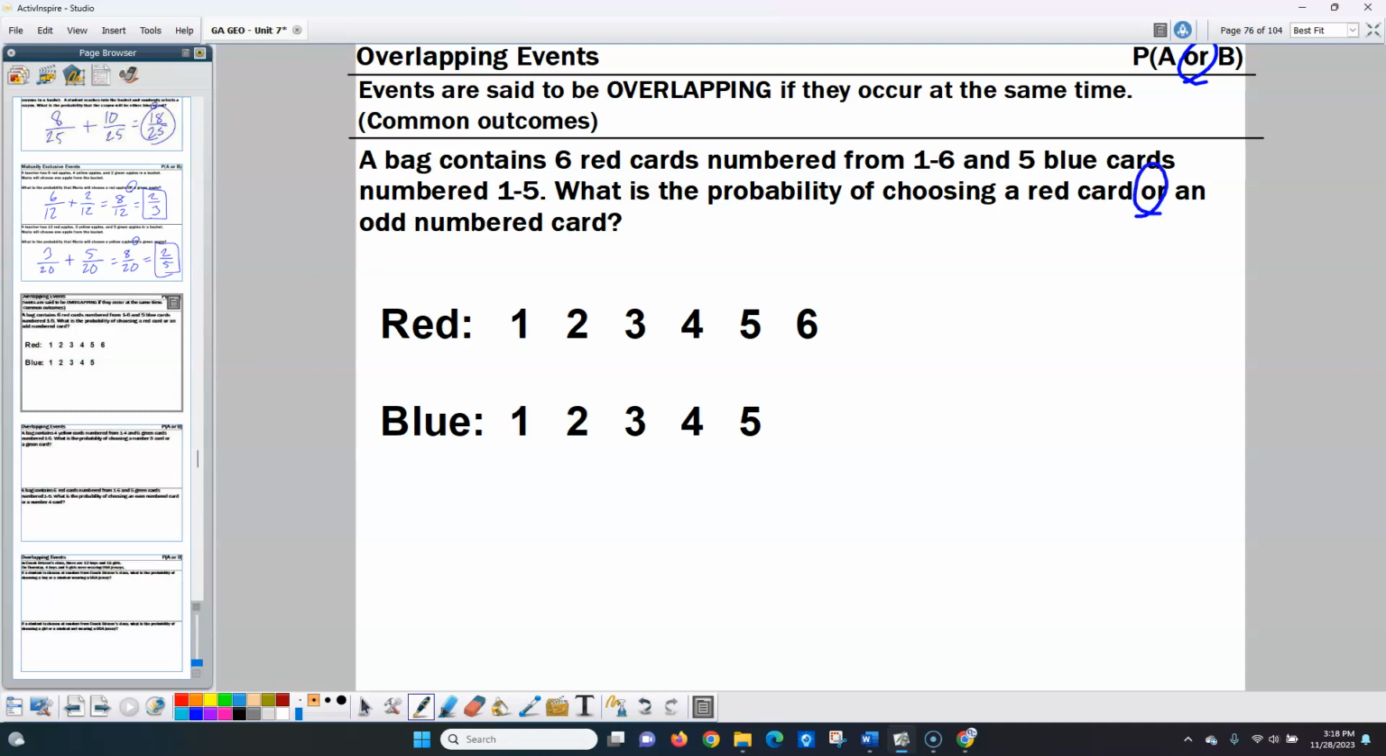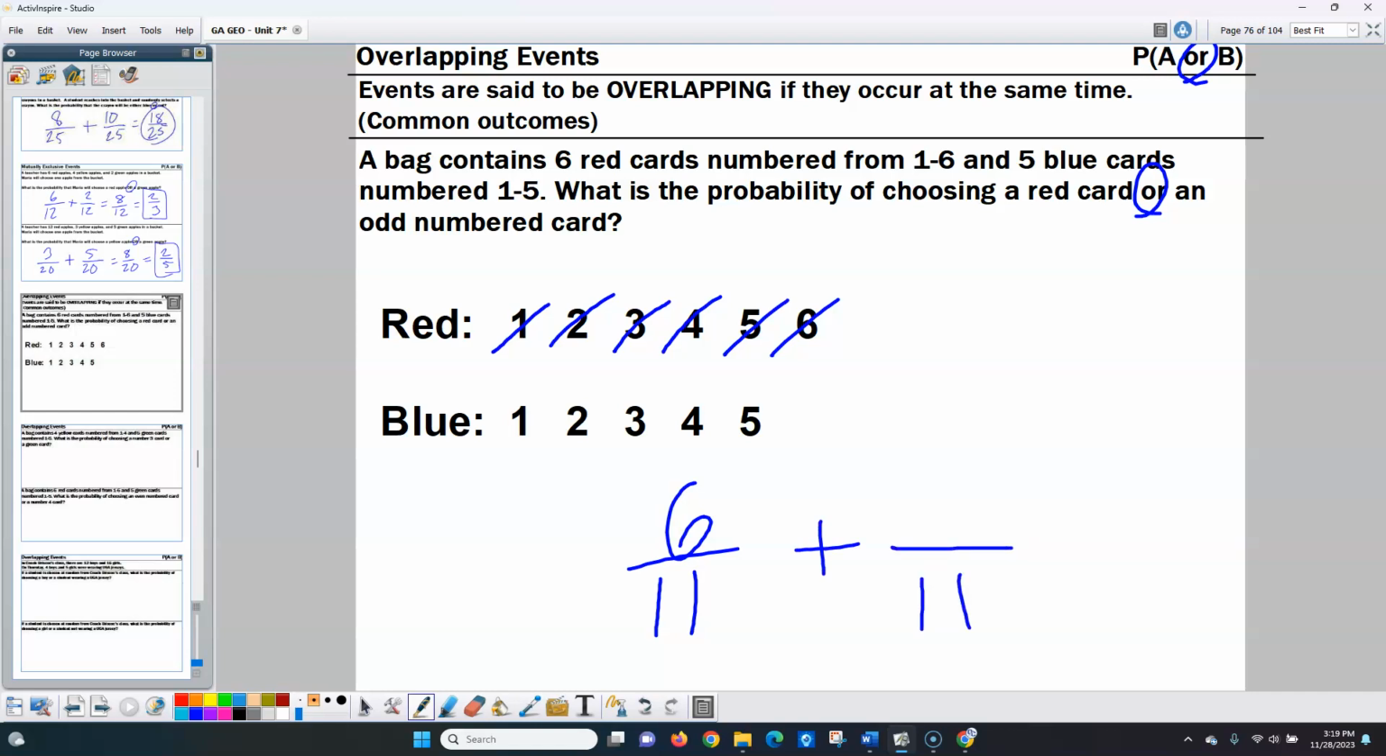Well, I got or. I know I'm going to add. How many total cards do I got? 11. What's the probability of choosing a red card? Well, I've got 1, 2, 3, 4, 5, 6 red cards. Or means add.